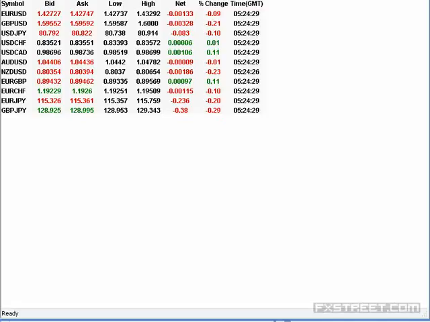Then Jason, what about Australian dollar? Australian dollar is expected to make the slide. Now it has come to a negative net change. Then they are expected to make the slide.